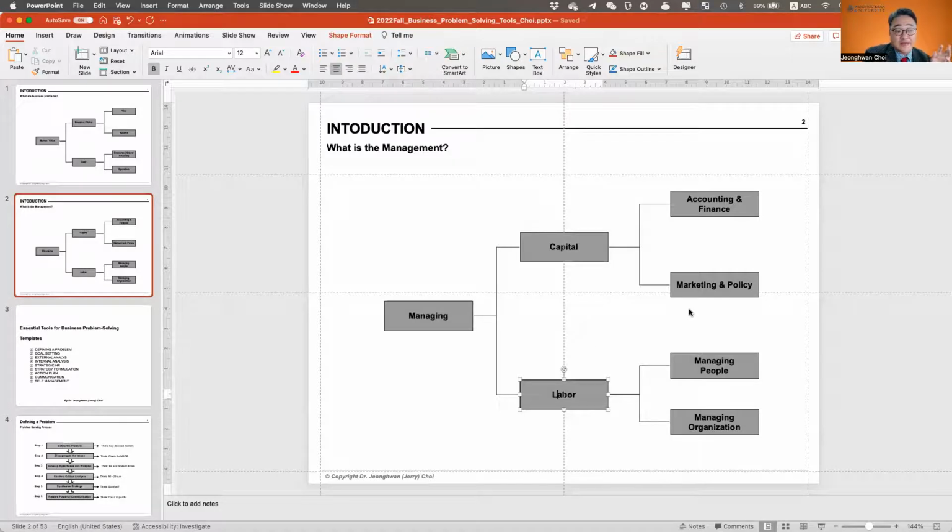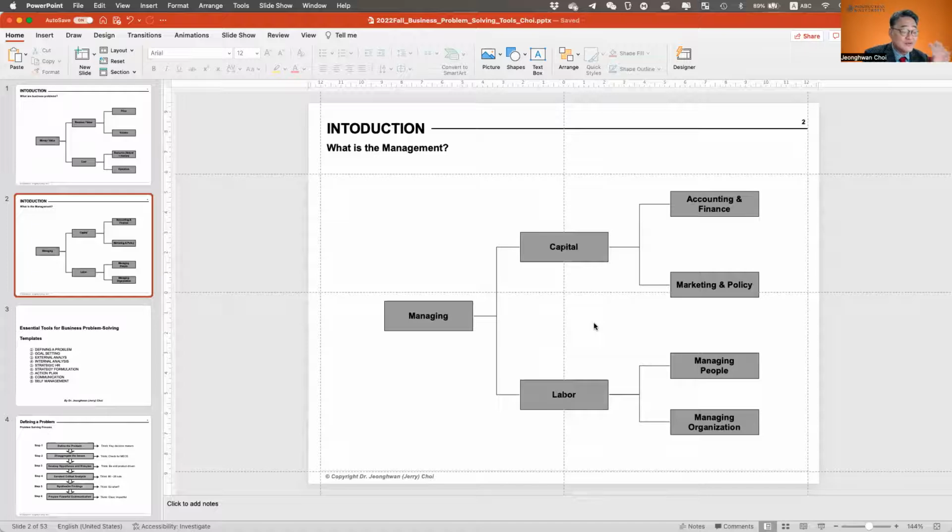Then what is management? Management is getting things done effectively and efficiently through managing money and managing people. That's what we are doing. Those are our two tools. If it is related to managing money and people in order to increase value, increase revenue, or decrease cost, that's our profession.